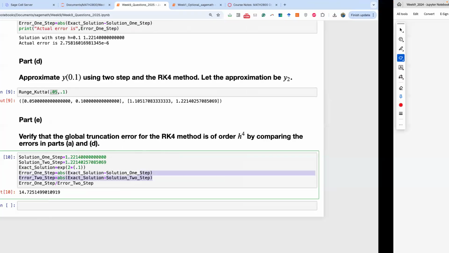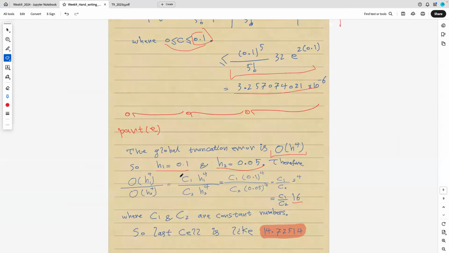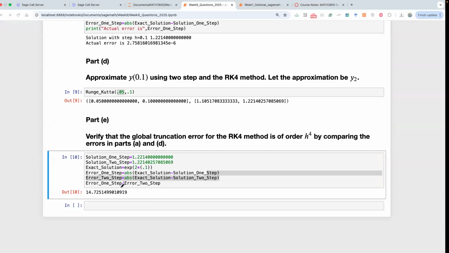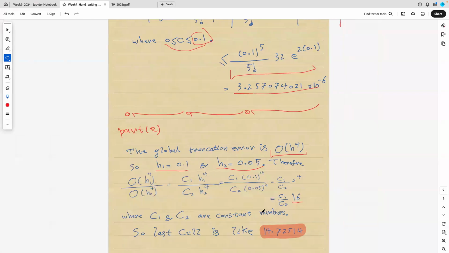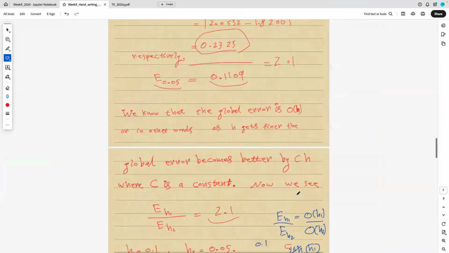Now I do this here. All I do is calculate this divided by this one. So if I go here, this division gives 14.72, which confirms 16. It is closer to 16. Okay, here's the thing. Actually in the question, you expect something closer to 16.